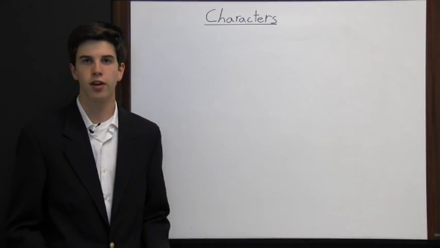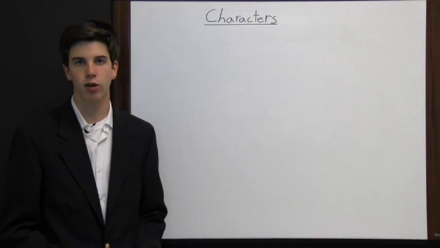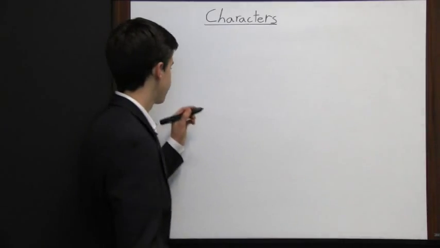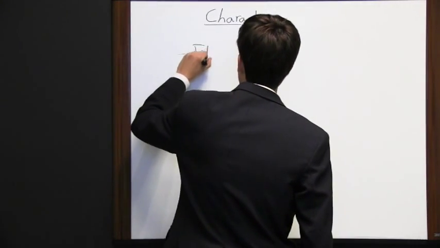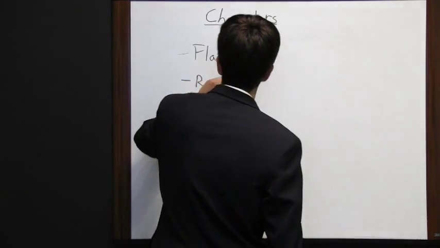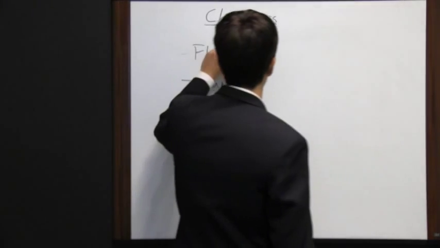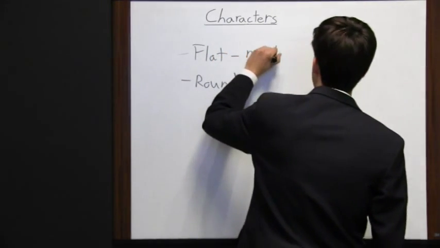Characters are an essential part of every story. Characters can be classified into two main categories, flat and round. The terms flat and round pertain to how much the character changes throughout the story. Flat characters have little change in personality throughout the story, or many times no change in personality.